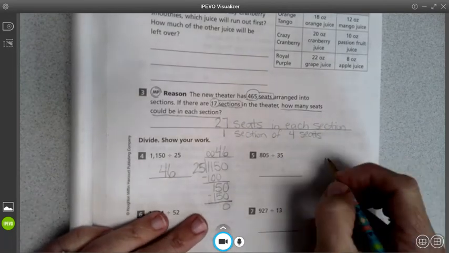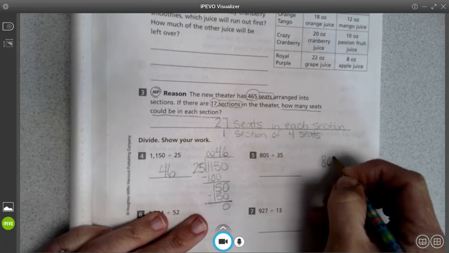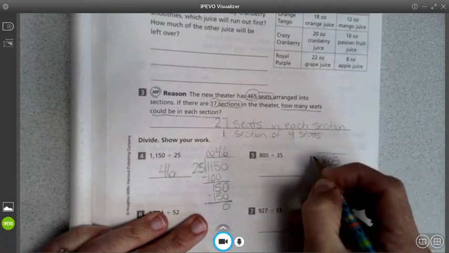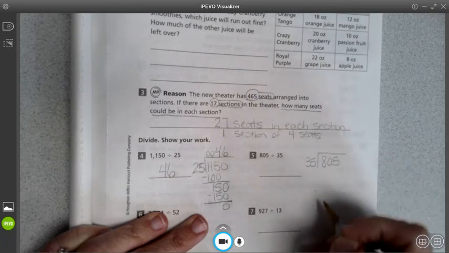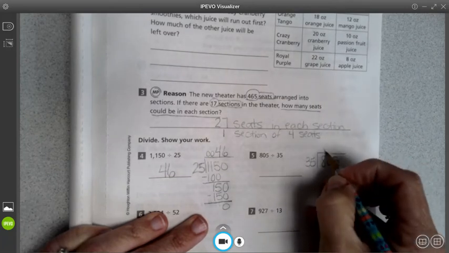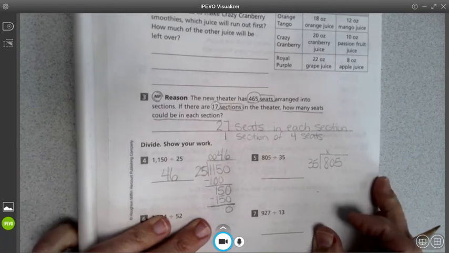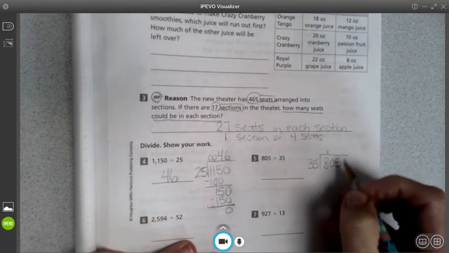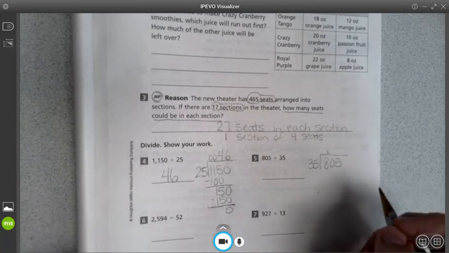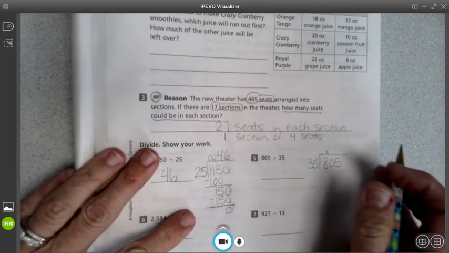Number 5, 805 divided by 35. Can 35 go into 8? No, it cannot. I could even put a little X there in that spot. Nothing can go there. Can 35 go into 80? Yes, it can. Now I have to determine how many times 35 can go into 80.